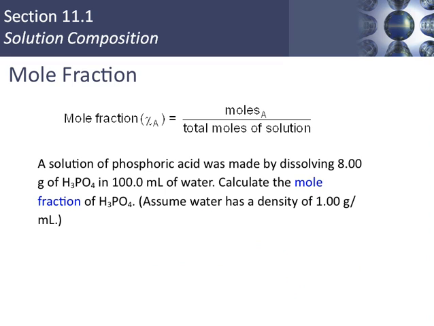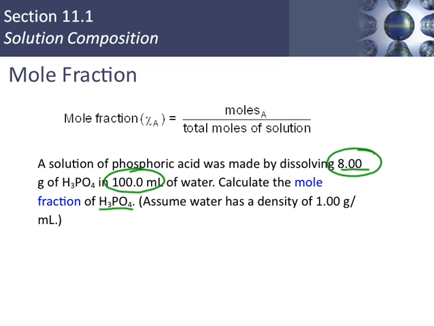All right. A solution of phosphoric acid was made by dissolving 8 grams in 100 mL of water. Calculate the mole fraction. So for mole fraction, we need moles of both. So we need grams of both to get moles of both. I have grams of phosphoric acid, but they don't give me grams of water. They only give me mL of water, but they say something that's helpful.